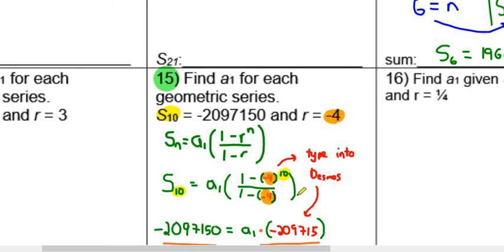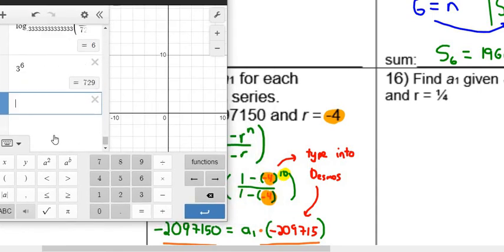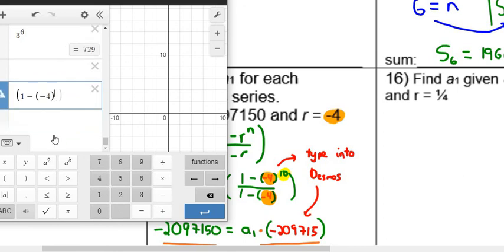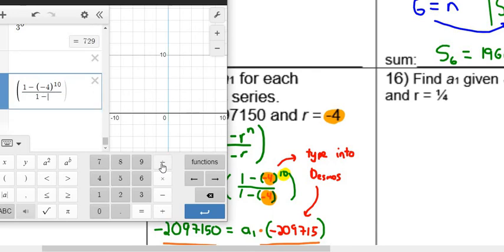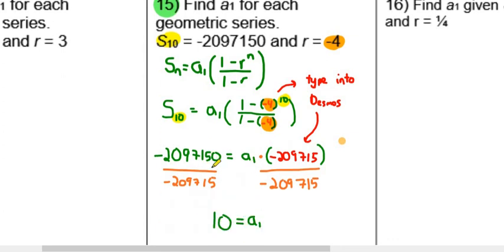And then this is the part that some kids get lost on: how do I go from here to here? You type this entire mess into Desmos, right? So if I type that whole mess in there, watch. I have 1 minus negative 1/4 raised to the 10th power, and then the whole thing divided by 1 minus negative 4, and I get 209,715. You don't play with this. You type it into Desmos. And then you've got to remember what you're doing. You're solving for A1, so then you divide that on both sides, and you can kind of tell it actually just comes out to 10. But if you need to use Desmos for that, you can.